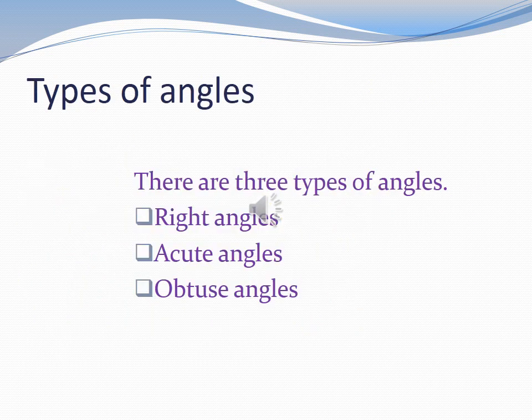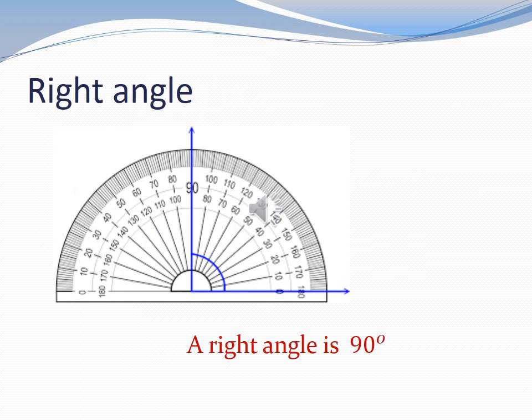Now we are going to identify types of angles. There are three types of angles: right angles, acute angles, and obtuse angles. First, we are going to identify the right angle. A right angle is 90 degrees. It is easy to identify a right angle. If they have 90 degrees, we call them right angles.